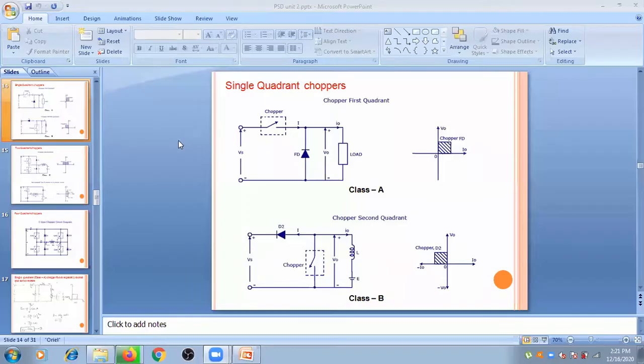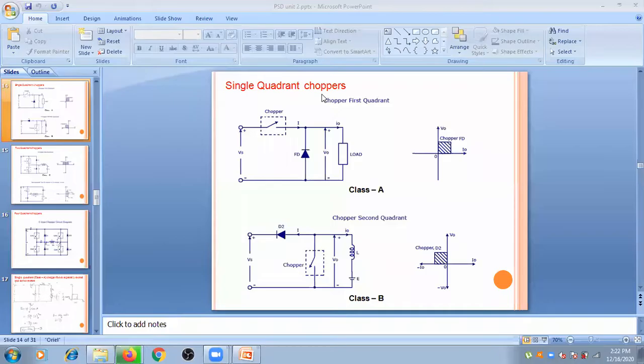So, we know the choppers are classified as Class A, Class B, Class C, Class D, and Class E. However, Class A and Class B choppers belong to single quadrant choppers, which means these two choppers work under single quadrant operation. Class A works under motoring mode or motoring quadrant, which is the first quadrant. Class B works in the second quadrant, which is the regenerative quadrant.